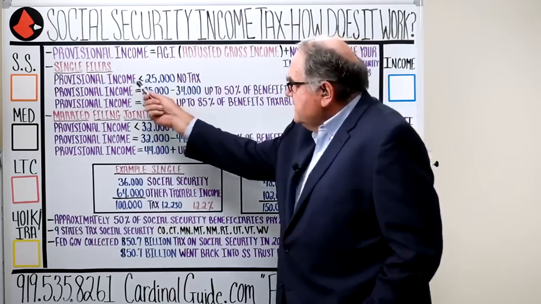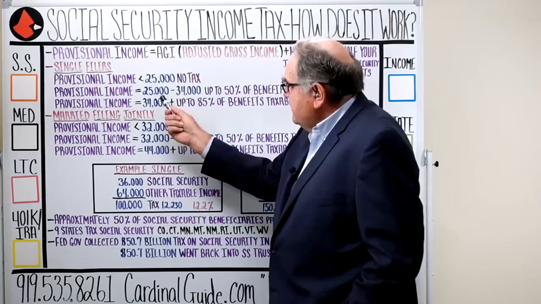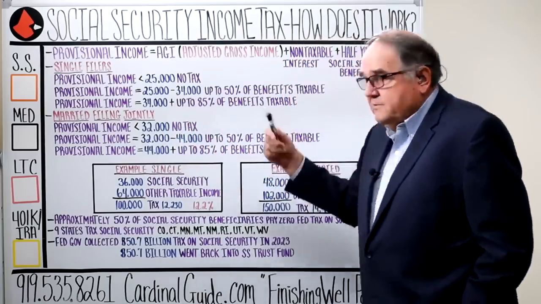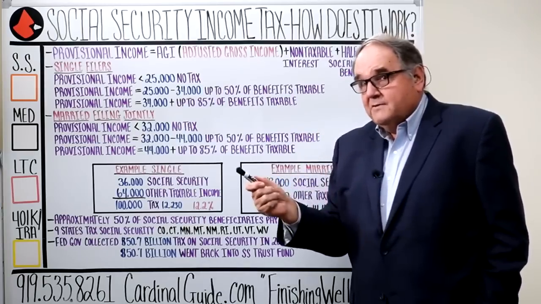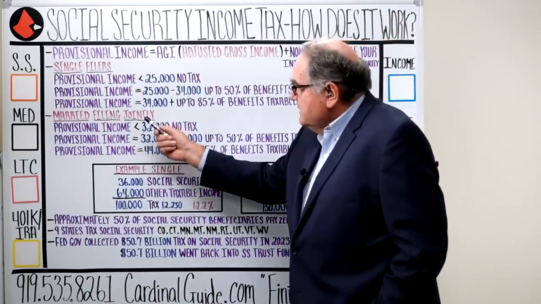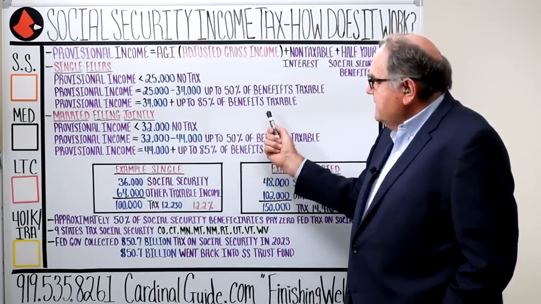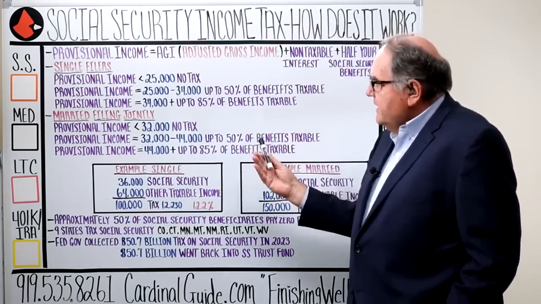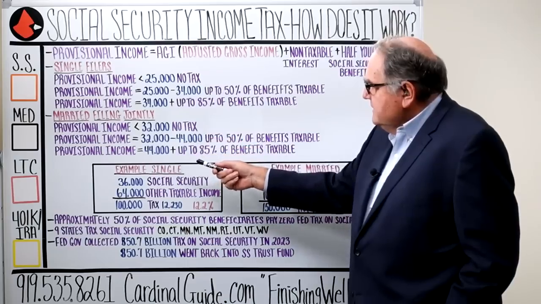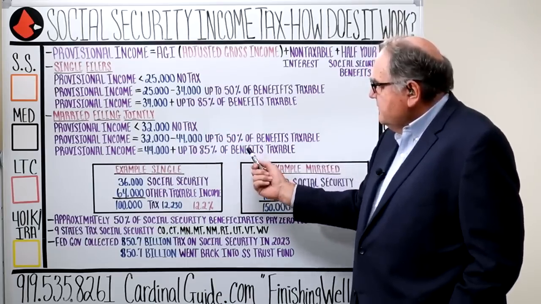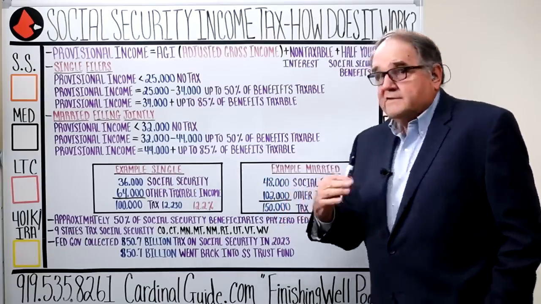If your provisional income is less than $25,000, no tax. If your provisional income is from $25,000 to $34,000, up to 50% of your Social Security benefits are taxable. And notice the up to. And then with provisional income of $34,000 or more, up to 85% are taxable. Now we get to married filing jointly, these numbers just change: less than $32,000, no tax; $32,000 to $44,000, up to 50% taxable; $44,000 and up, up to 85% of your benefits are taxable.